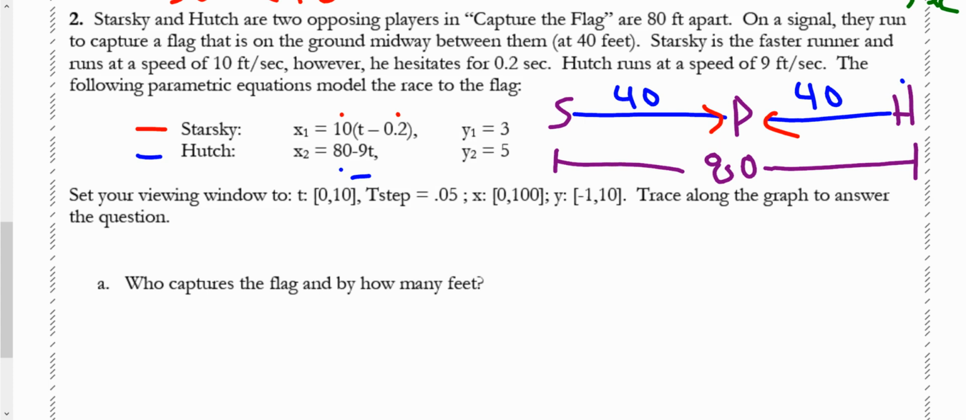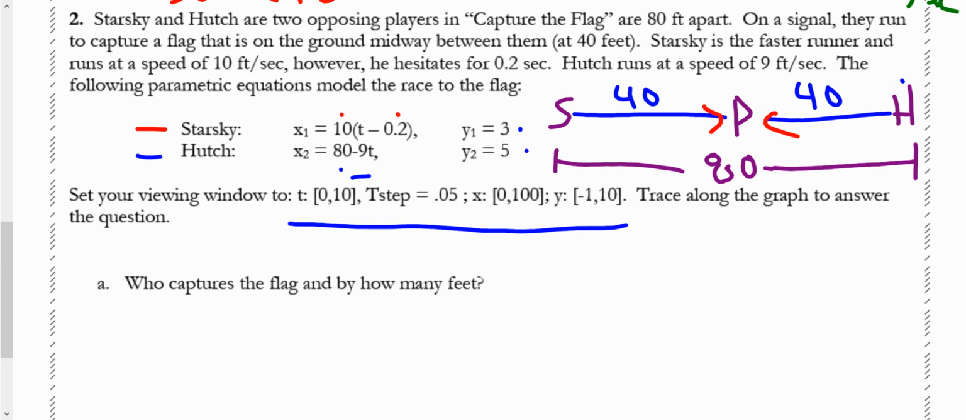And the 80, of course, is in terms of the 80 feet they are apart. And then there is this 3 and 5 again. Just again, it doesn't matter what they are. Just make sure they're different so you can separate the lines. That's all. Okay. So we want to set our viewing window. So you'll notice that this is pretty similar to the last viewing window that we had in the last problem. The one difference is the x, which is an interval of 0 to 100. I think last time it was 0 to 200 maybe.